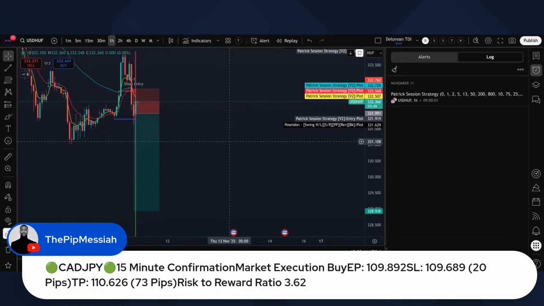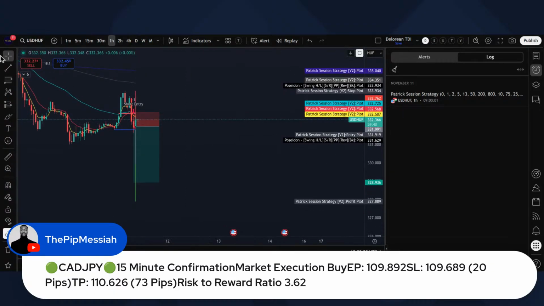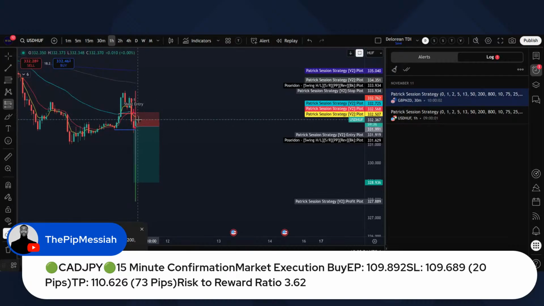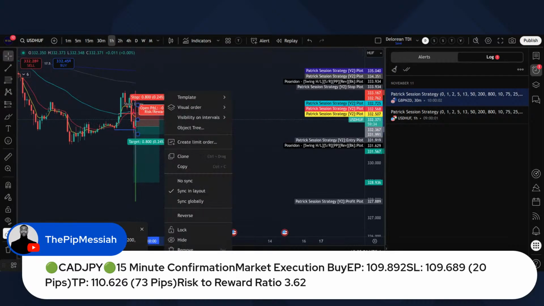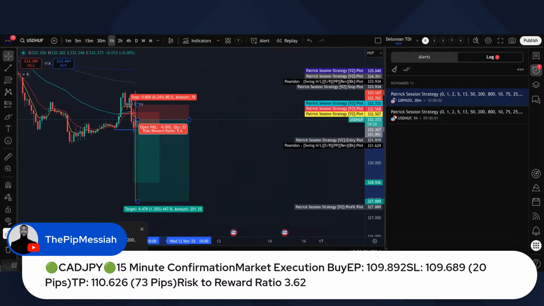And there goes our setup. Told you it would be quite large. We're going to be selling to 327.889 from current price. We also appear to have a buy on Great British Pound versus New Zealand dollar.